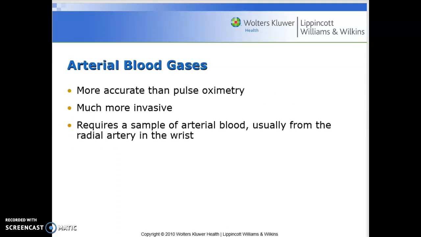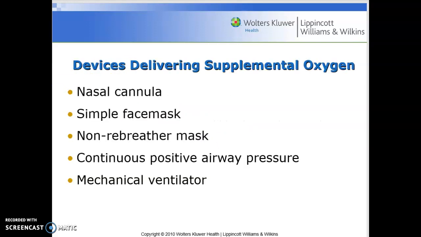Now we're going to talk about arterial blood gases. Again, this is more accurate than the pulse ox. It's much more invasive, and it actually requires a sample of arterial blood to be drawn from the wrist.